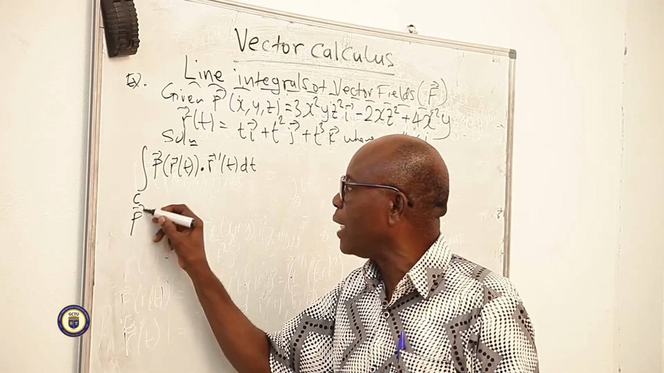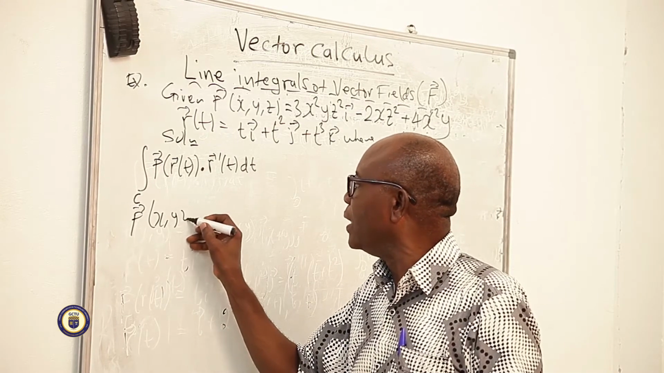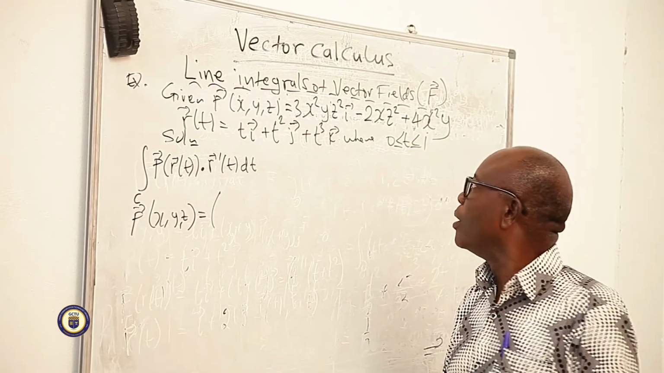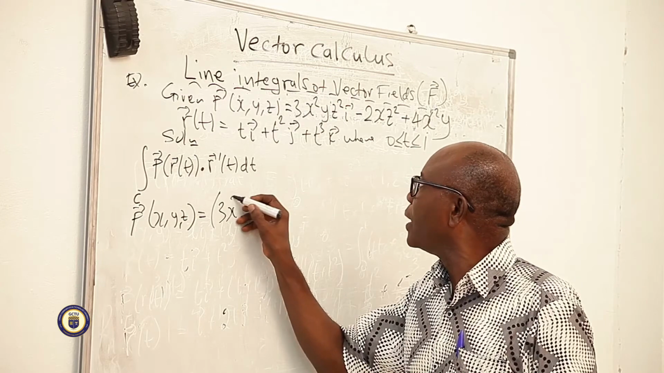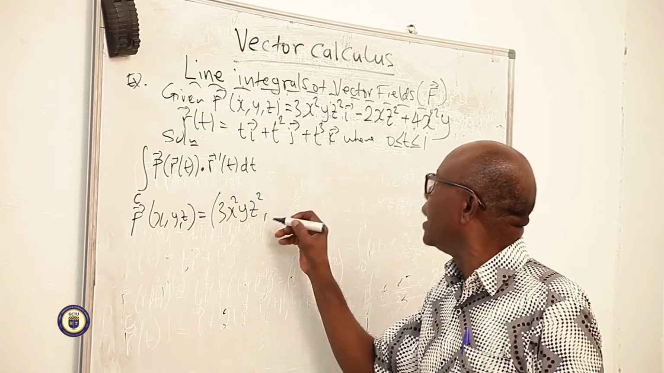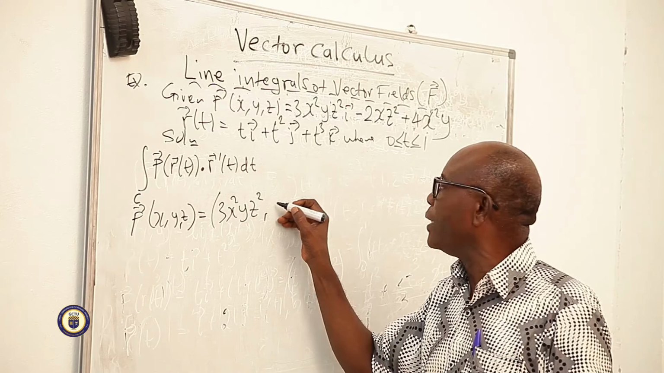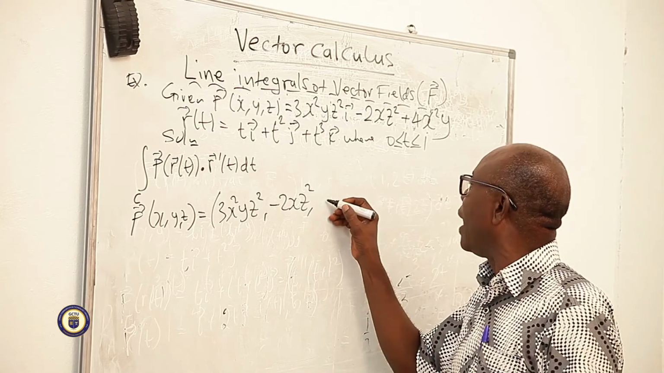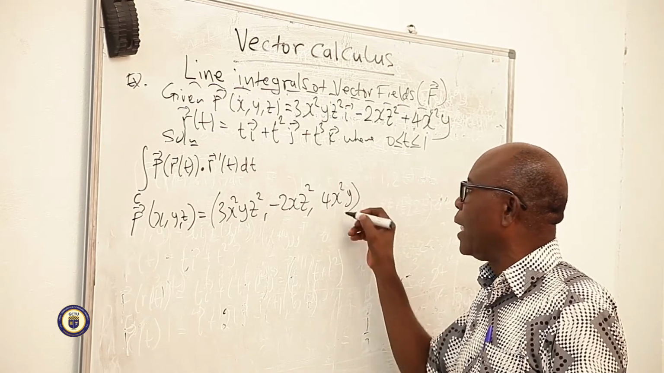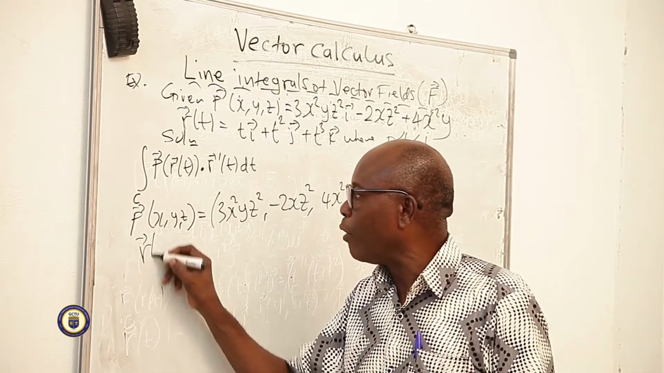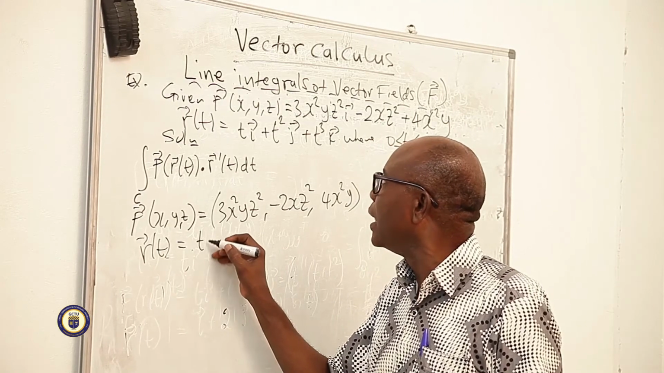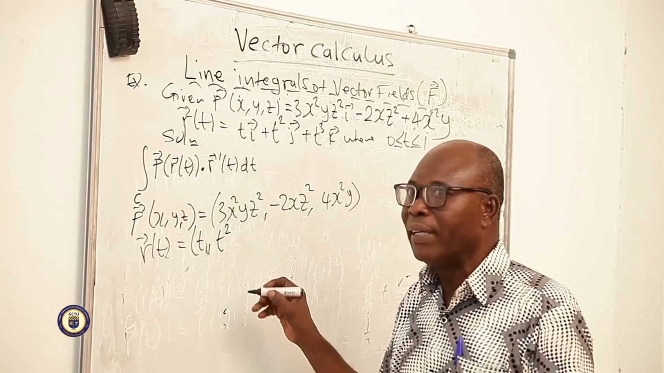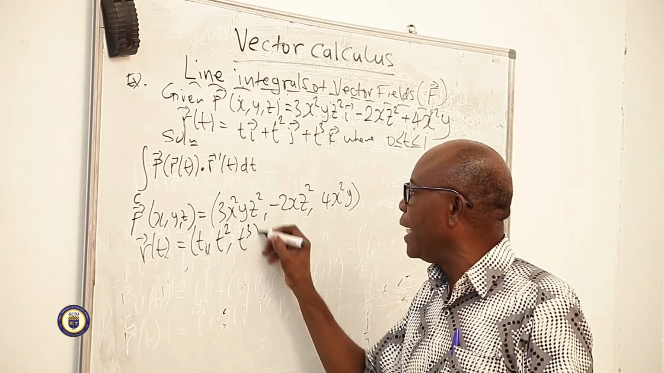F of x, y, z is given in bracket form as 3x squared y z squared in the i direction, minus 2x z squared in the j direction, and 4x squared y in the k direction, where r of t is given as t in the i direction, t squared in the j direction, and t cubed in the k direction.